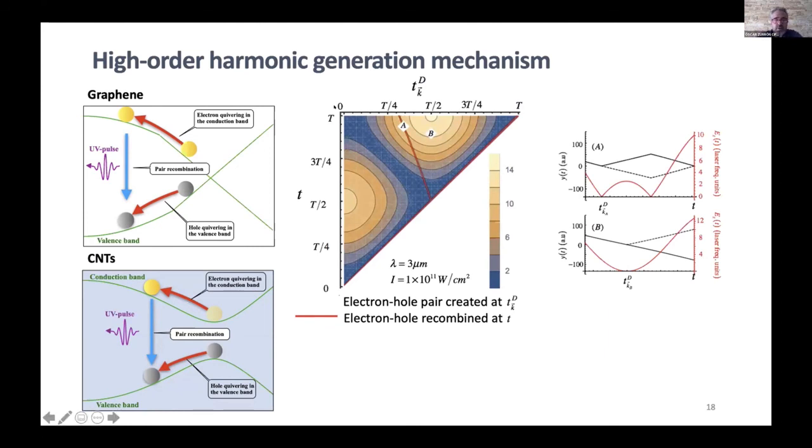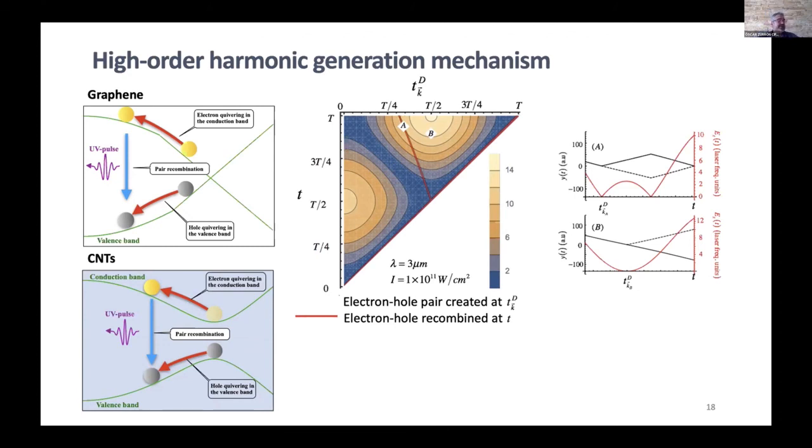On the horizontal axis, we plot the time when the electron-hole pair is created in units of the laser period. And on the vertical axis, we indicate the time t when the electron and the hole recombine. The contours show the bandgap in laser frequency units, which corresponds to the energy of the emitted photon. Note that not all the energy values are allowed because there is another condition that has to be fulfilled, which is that the semi-classical trajectories of the electron and the hole have to overlap in direct space.